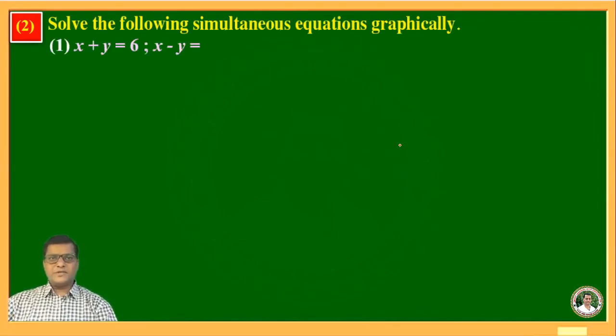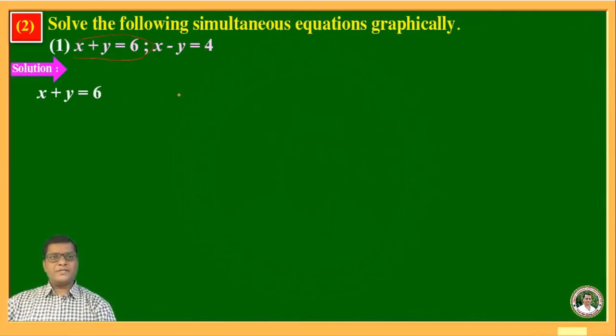Second example of practice set is solve the following simultaneous equations graphically. First equation is x plus y is equal to 6 and second equation is x minus y is equal to 4. Here these two equations are given. So prepare the table for both the equations.